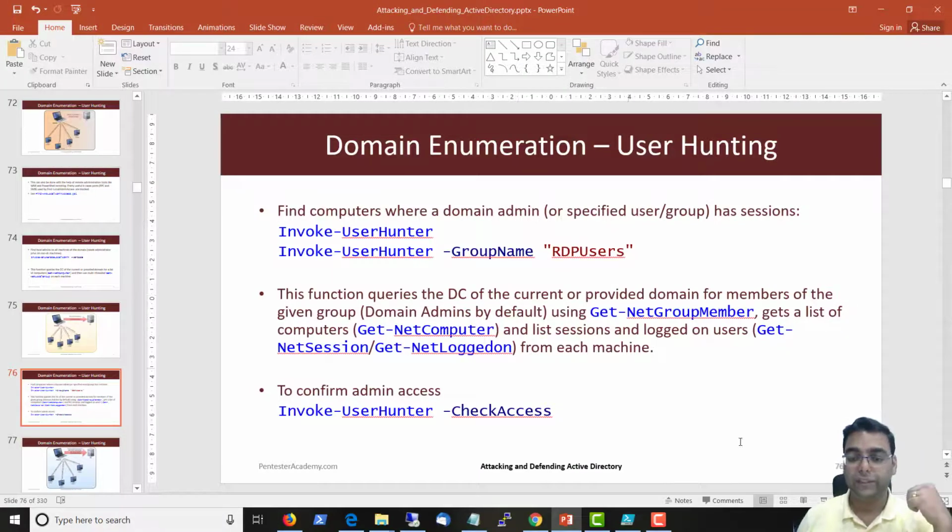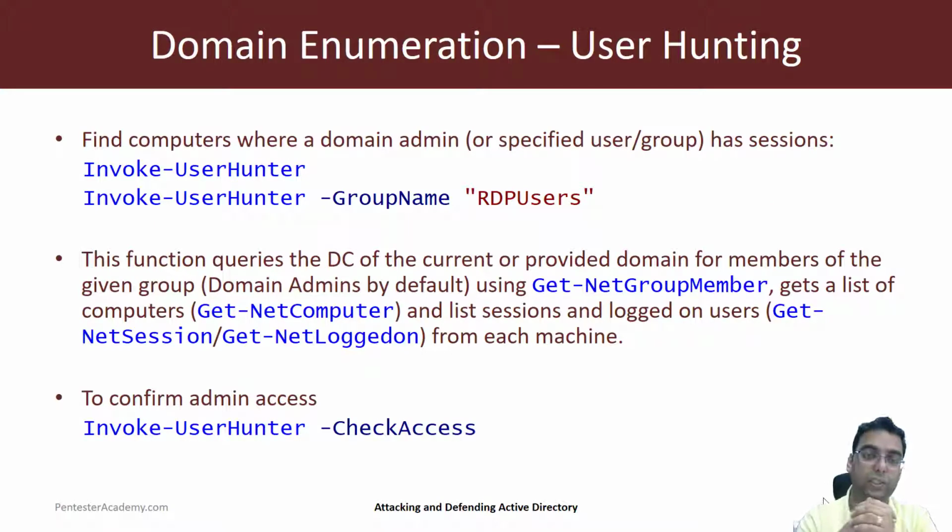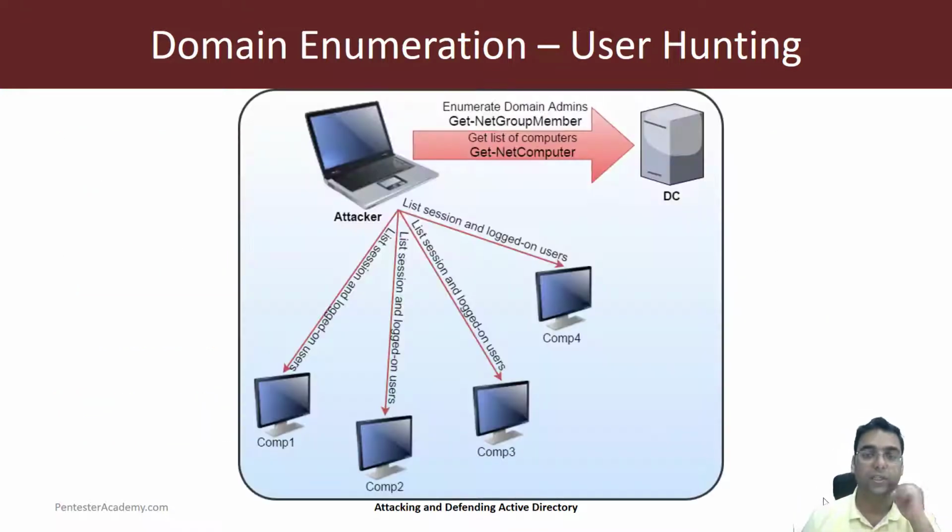Okay, coming back to this, we were discussing Invoke-UserHunter. So this is how Invoke-UserHunter works. As soon as we run this function, it goes to the DC and requests two pieces of information from the DC. One is to get a list of computers using Get-NetComputer, and another one is to get the membership of the domain admins group, right? Using the Get-NetGroupMember function.